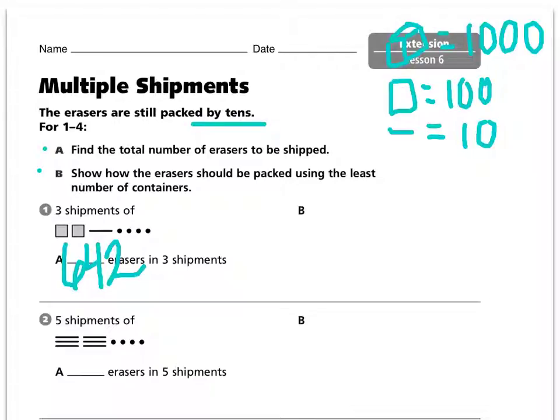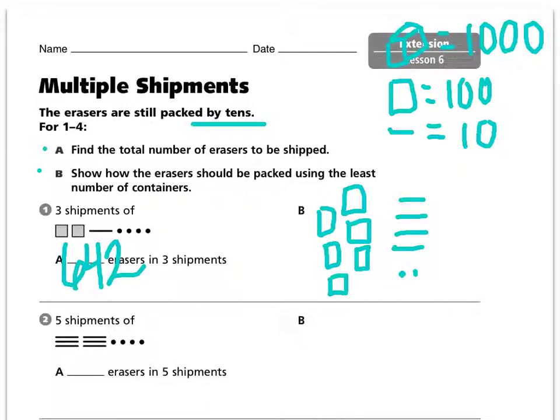Now the second part of this problem says that I need to show how the erasers should be packed using the least amount of containers. So I can look at the number, which is 642, and the 2 is going to be the individual. So I can put my 2 dots down. The 4 is going to be the packs. And the 6 is going to be the box. So this is how I would pack it to use the least number of containers.